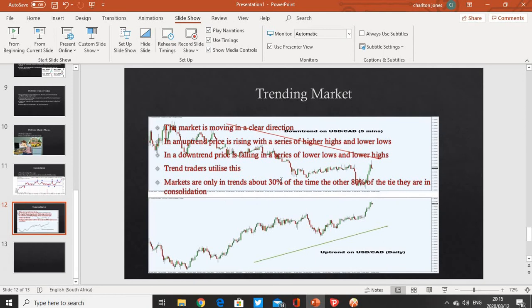Okay, so the trending market. The market is moving in a clear direction. In an uptrend, the price is rising with a series of higher highs and higher lows. Higher high, higher low, higher high, higher low. Well, this is a lower low, but that's called a break of structure, but the market did recover and continue in the uptrend. And then in a downtrend, price is falling, and we have lower highs and lower lows, and that continues in the downtrend. Okay, so the markets are only in a trend about 30% of the time, and the other, okay, I wrote 80% here, but that should be 70%. 70% of the time, they are in consolidation.